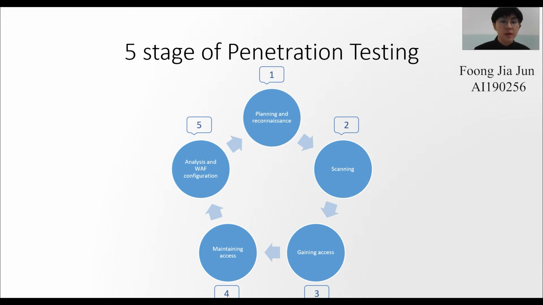The next stage is maintaining access, where APTs are imitated to see if a vulnerability can be used to maintain access. And the last stage is analysis and WAF configuration. In this stage, the results are used to configure the WAF settings before testing is run again.